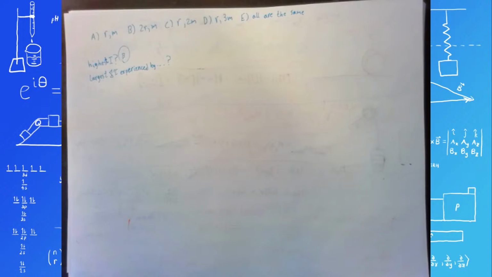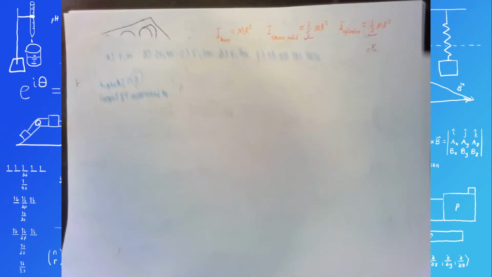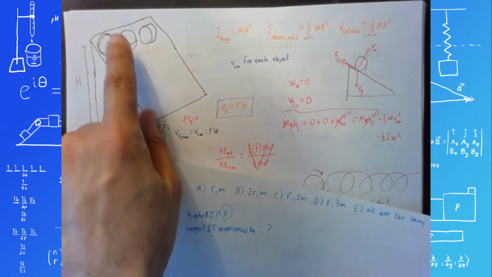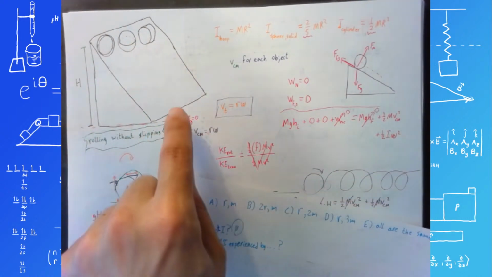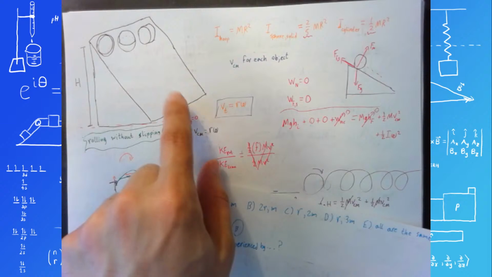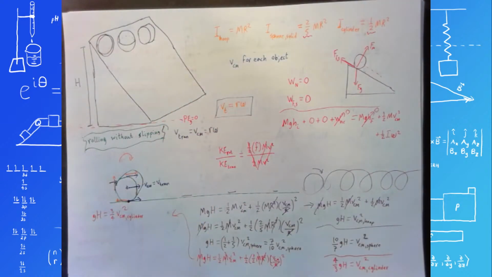Actually, even if all of their angular accelerations are the same, the one with the highest moment of inertia would need the highest torque. So I guess we need to figure out, first of all, how do their angular accelerations compare? Well, we already did this sort of problem, and we saw that it doesn't matter what the mass and radius of the sphere is, the final velocity of the sphere at the bottom, if it rolls without slipping, is square root of 10 over 7 gh.